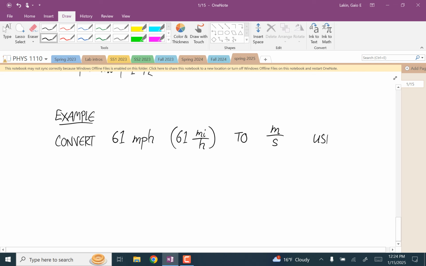And we're going to do it using that 1 mile is 1609.344 meters. And then 1 hour is, well, let's say that 1 hour is 60 minutes. And then 1 minute is 60 seconds.